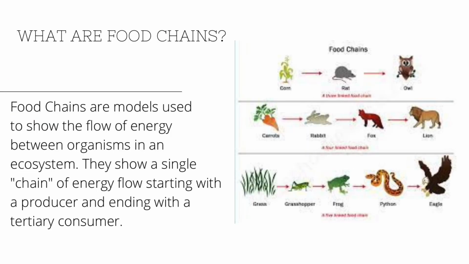What are food chains? Food chains are models used to show the flow of energy between organisms in an ecosystem. They show a single chain of energy flow starting with a producer and ending with a tertiary consumer. So here are some examples. In the first one, you have one producer, one primary consumer, and a secondary consumer. And the bottom two have a little bit more information. They show a little bit more biodiversity.